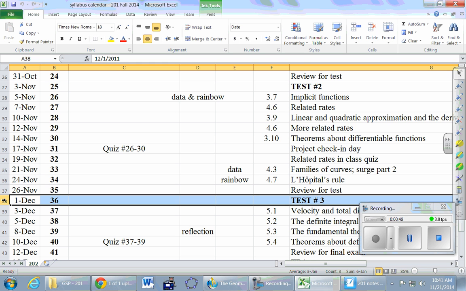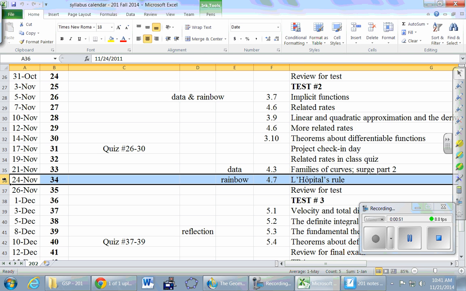Okay, and also happening on Monday is the Rainbow project is due. And of course, I take projects late, but there are penalties, so you want to get them in as soon as you can, even if they're late.